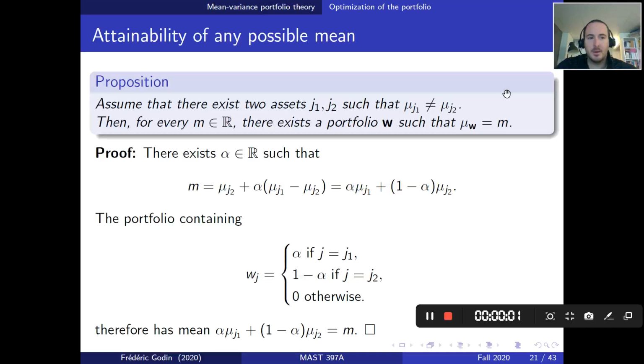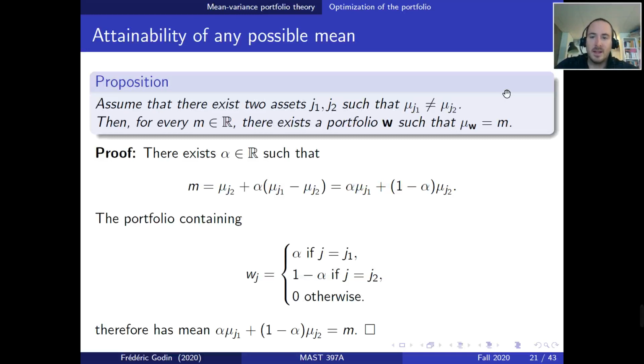Hello everybody, so this is the second video for chapter 4 of the Introduction to Quantitative Finance course. So we're going to pursue the topic of portfolio optimization here. We're going to propose our first portfolio optimization problem, for which we're going to derive the solution.